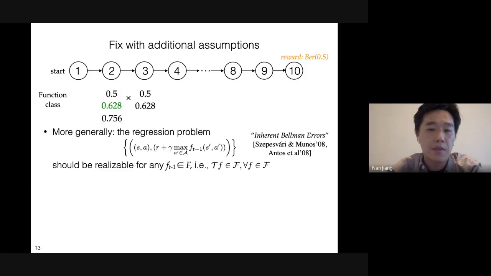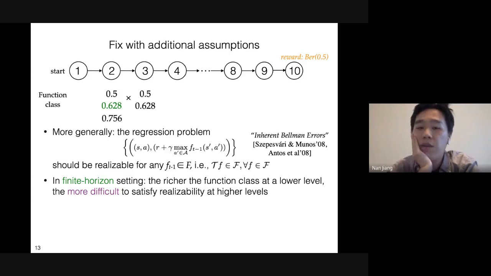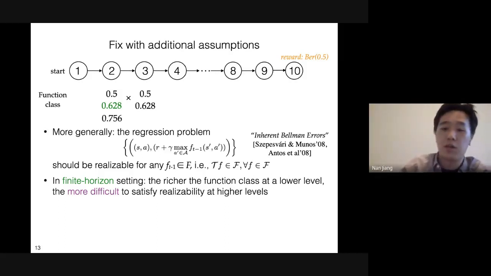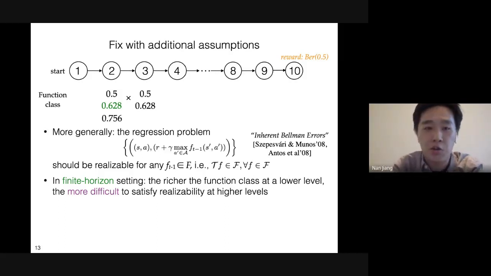The violation of this assumption is often known as the inherent Bellman error, introduced by Szepesvári and Munos around 2008. And if you look at what this assumption is saying in the finite horizon setting, it says that you need to use richer and richer function classes at a lower level, when you're close to the beginning, when you're close to the starting point.